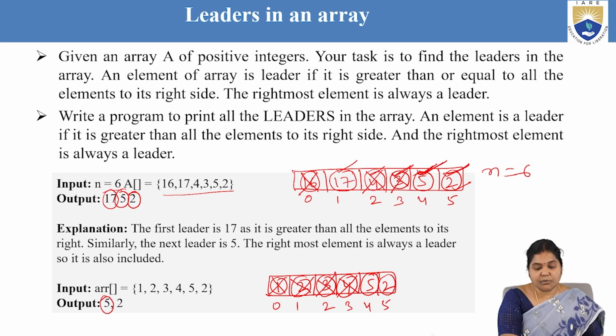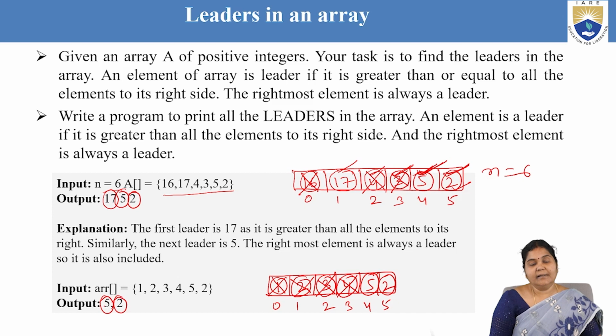And if you consider 2, it is the last element in the array, the rightmost element, which is always a leader because no other elements are there. So, 2 is also a leader. In this example, 5 and 2 are the leaders. So we have understood how to find leaders in an array, and let us start writing the code.